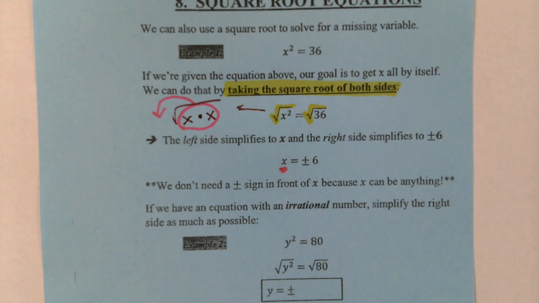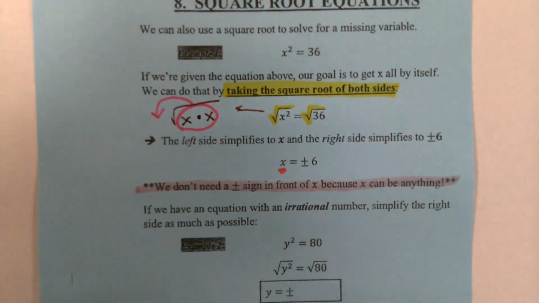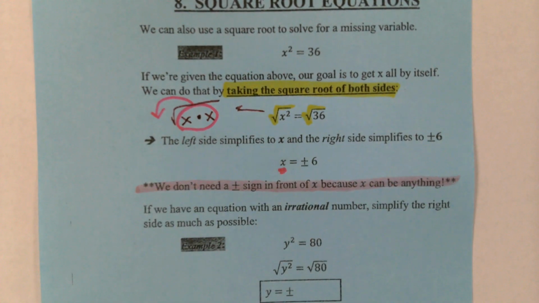Now here's an interesting part of this. We don't need a plus or minus sign in front of x because x is a variable. It can be anything, right? X could be negative 6, x could be positive 6. It could be anything. So we don't need to specify that it's a plus or minus type of number. On the right-hand side, though, we do.